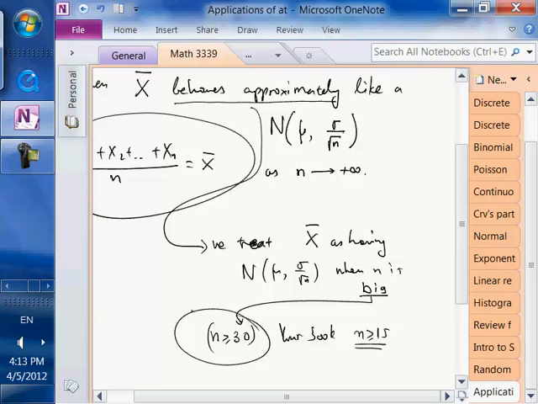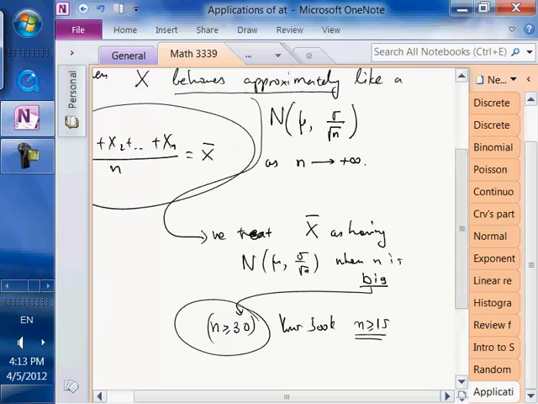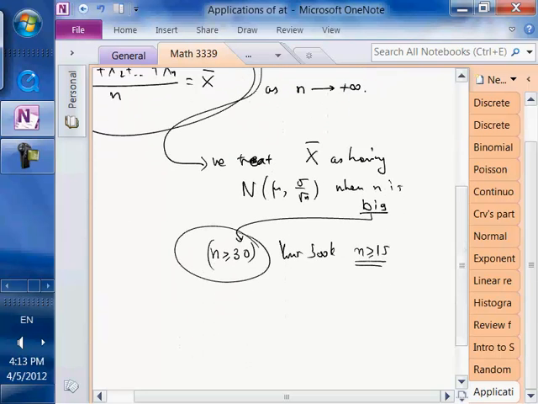And np and n(1 - p) would be... No, not for that. Oh, not for that, that's for estimation of proportions. Okay? So this is what we have here.